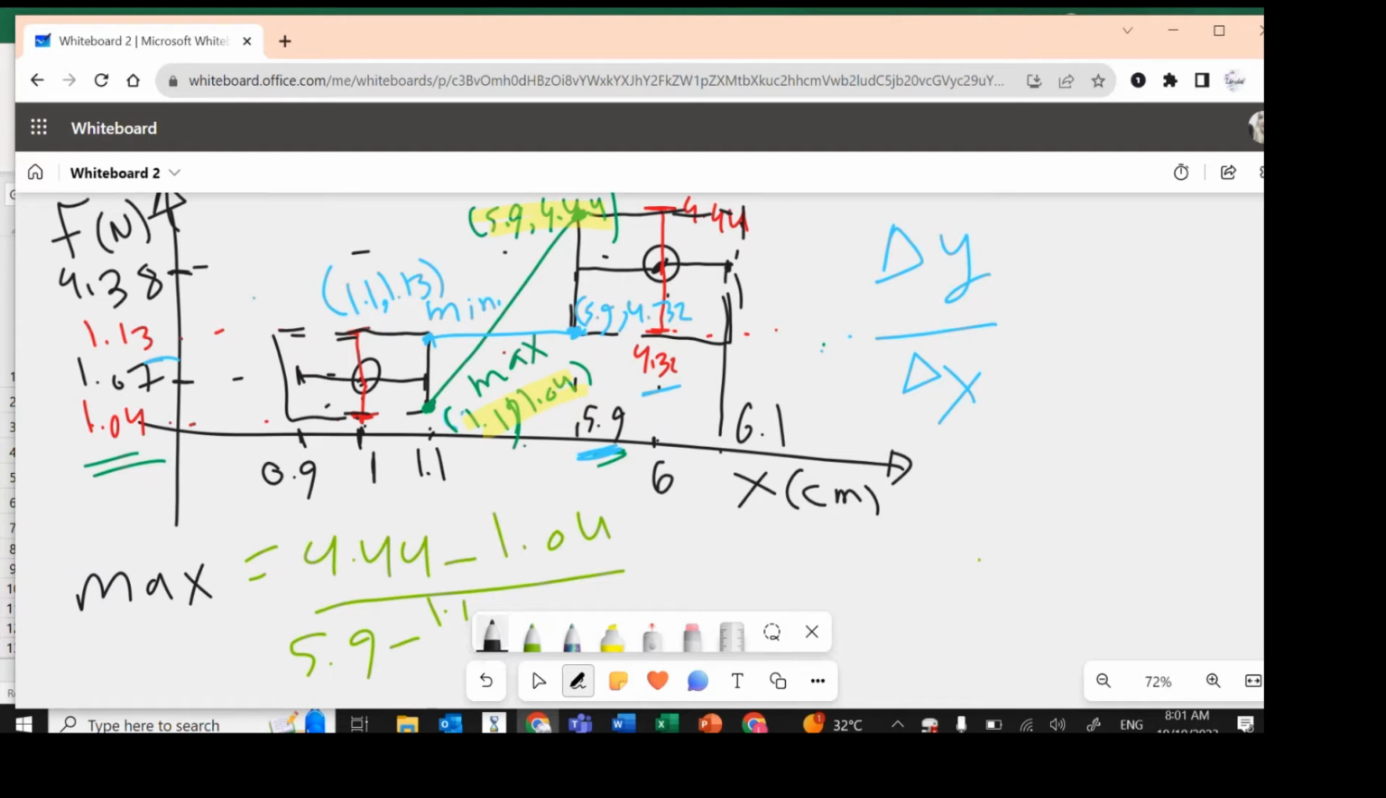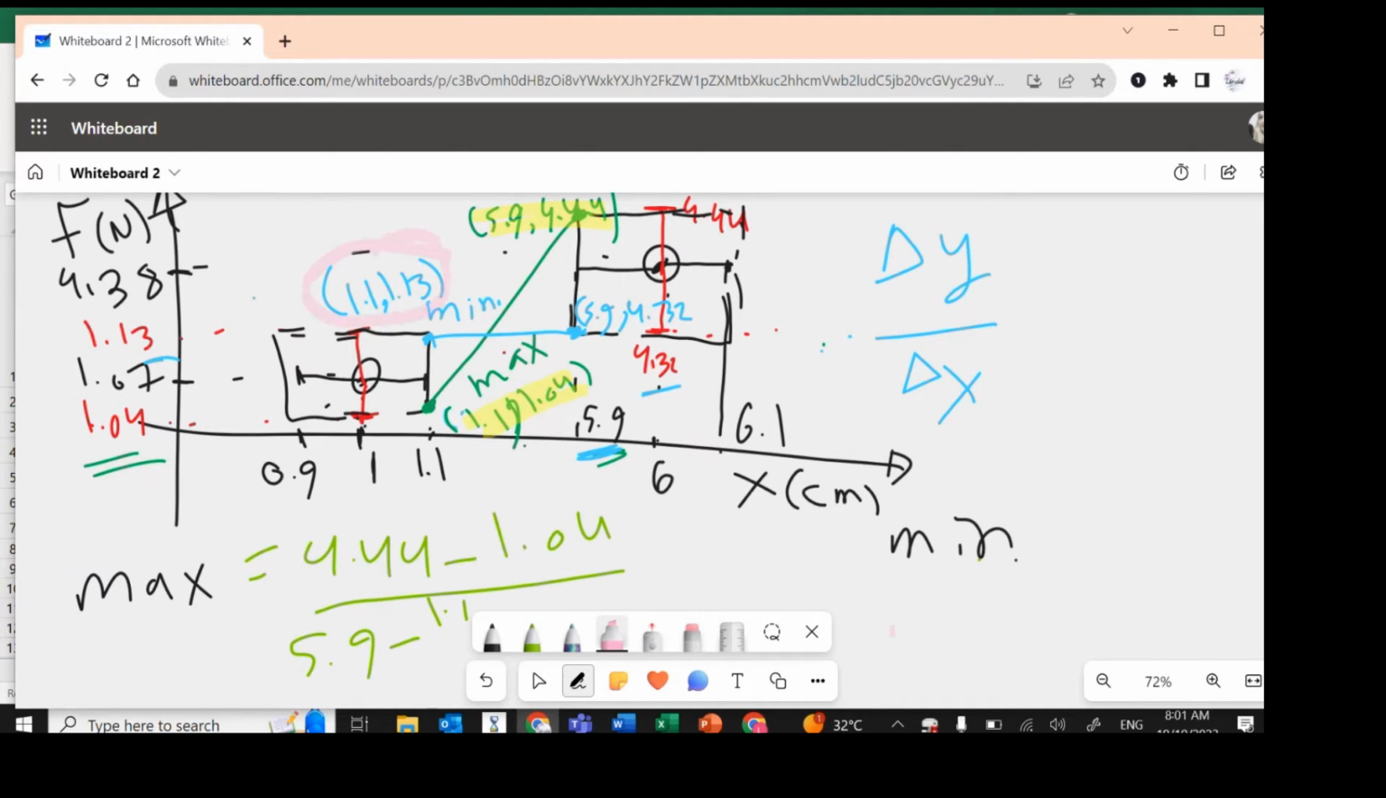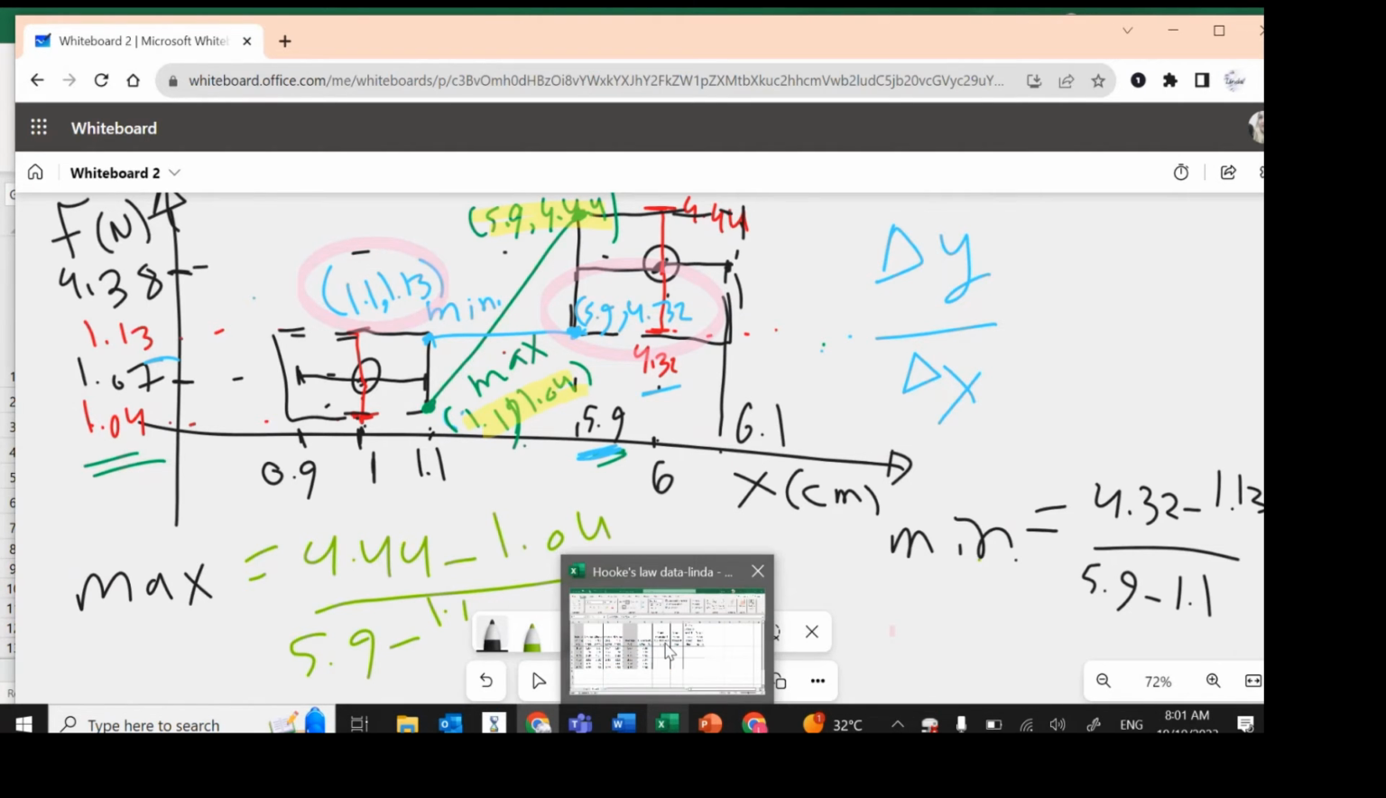Similarly, for the minimum slope, we'll take this point here in pink with this point. So same thing, delta y over delta x. Delta y will be 4.32 minus 1.13, divided by delta x, the change in x, 5.9 minus 1.1, and then you find the slope. How can we let Excel draw these lines for us?